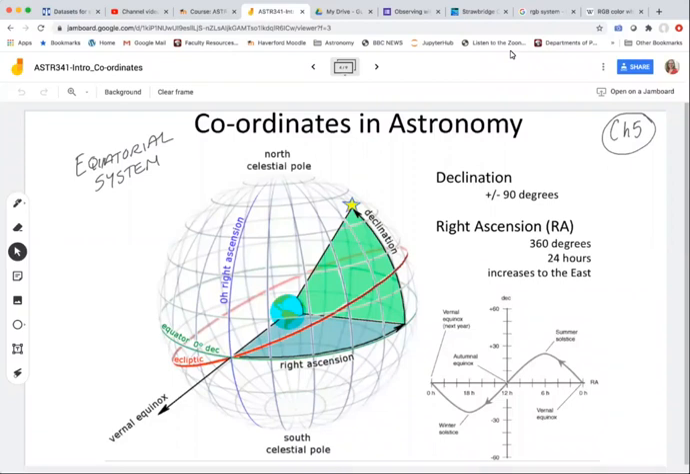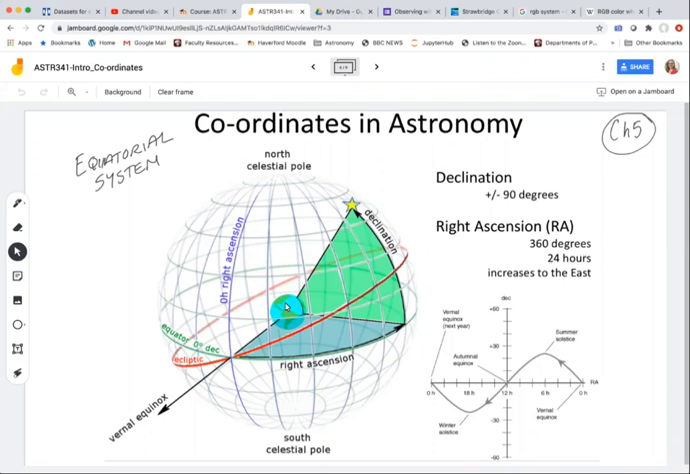Okay, so let's talk about coordinates in astronomy and how we figure out what's going to be up in the sky when, so that we can observe it. So this is a real zoomed out view of the Earth. The most standard coordinate system that we use in astronomy is called the Equatorial System.